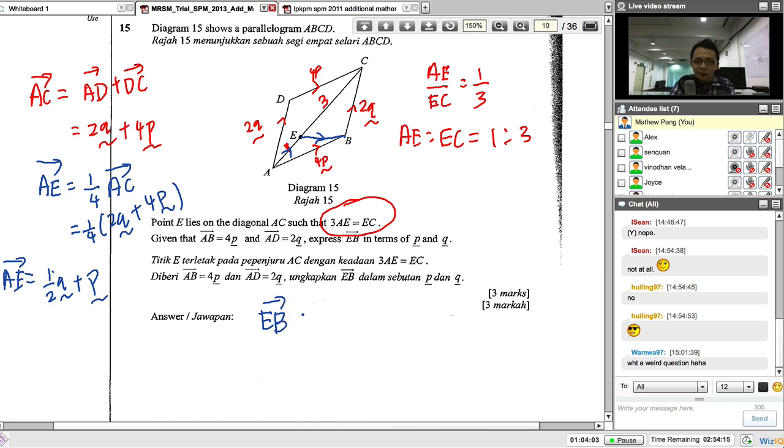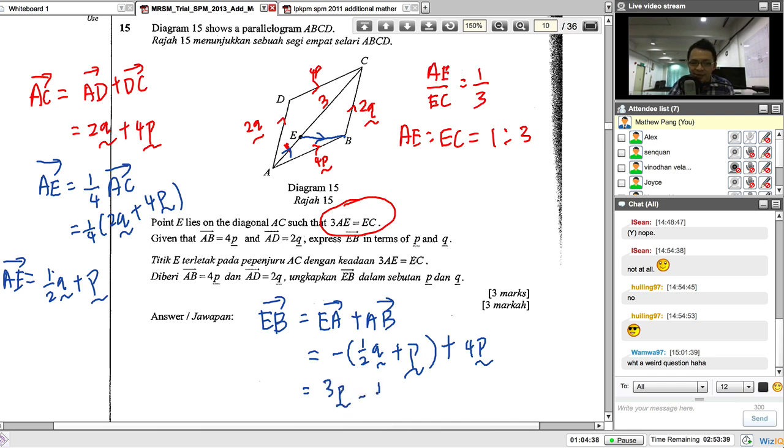So EB equals EA plus AB. EA is the negative of AE, so it's negative half Q minus P. My AB is just 4P. So the answer is simple: the negative applies to both terms, so this is minus P. 4P minus P is 3P, minus half Q. Done.